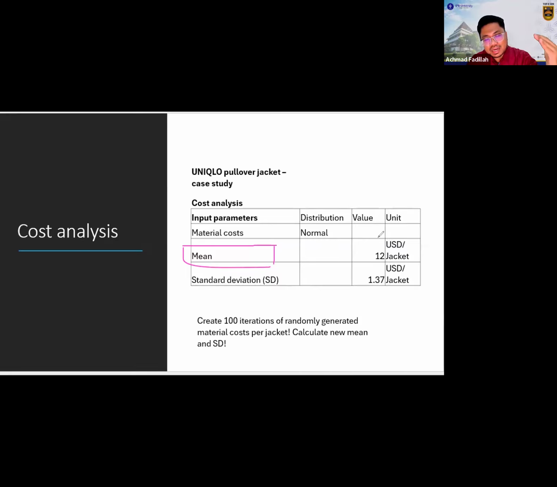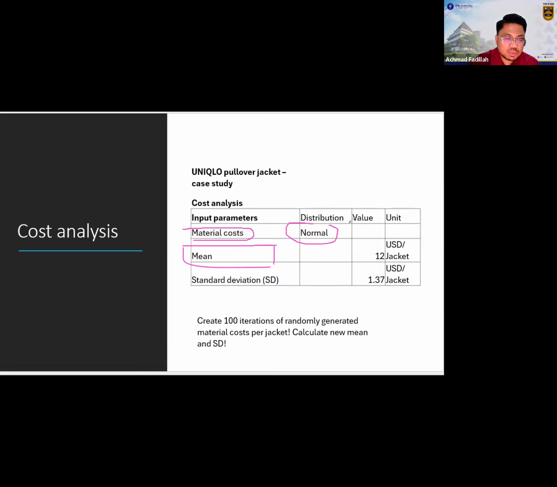This can be higher or lower than this. It means that we can simulate that the price can be 11, can be even 13. That's the information from the historical data. That's the fluctuating price.